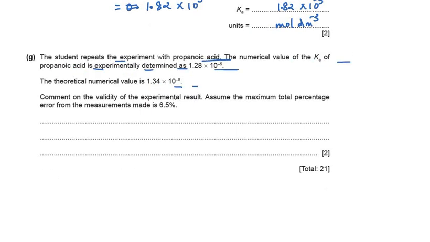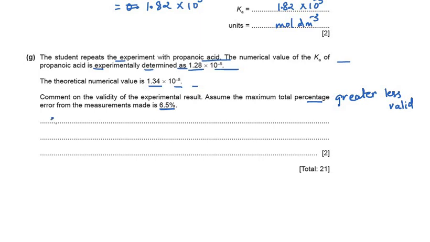Now let's understand what about this maximum percentage error. If the percentage error is greater than the maximum, our value from the experiment is less valid. So if we have these values, this is the theoretical value and 1.28 into 10 power minus 5 is the experimental value. So let's calculate the percentage error of our values.